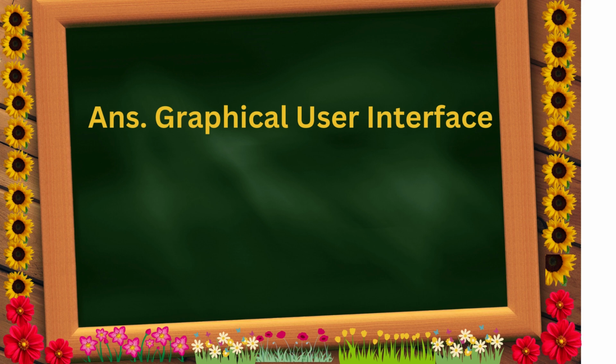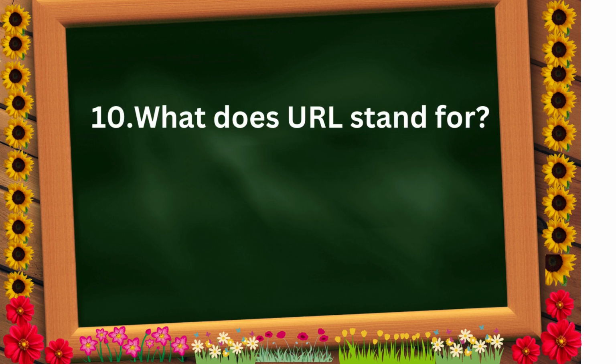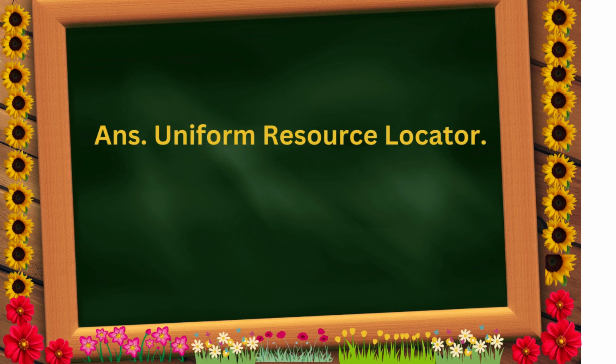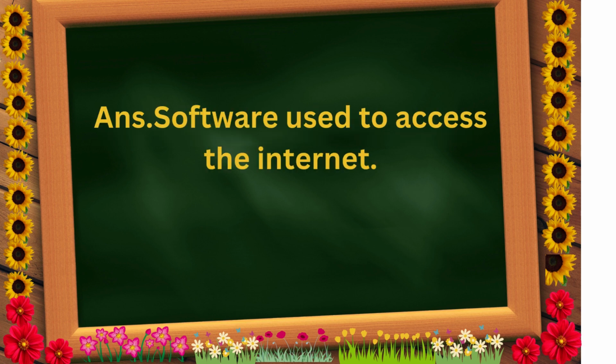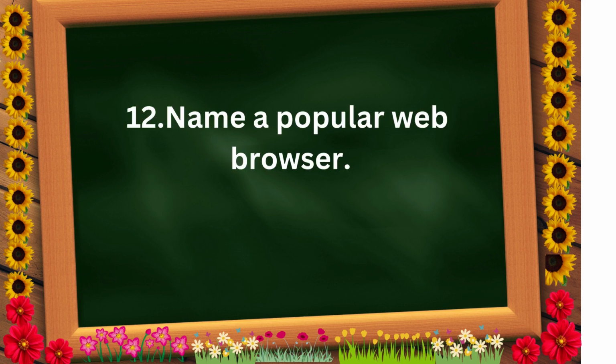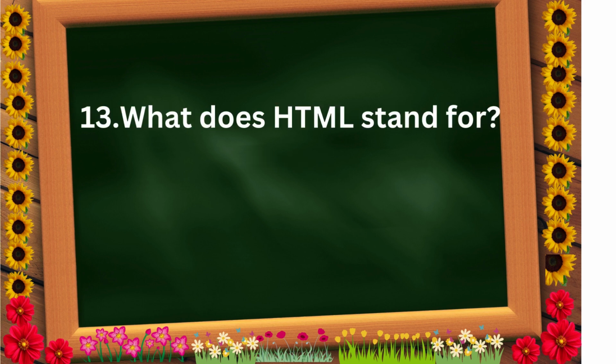Graphical User Interface. What is a bit? The smallest unit of data in a computer. What does URL stand for? Uniform Resource Locator. What is a browser? Software used to access the internet. Name a popular web browser. Google Chrome, Firefox, Safari. What does HTML stand for?